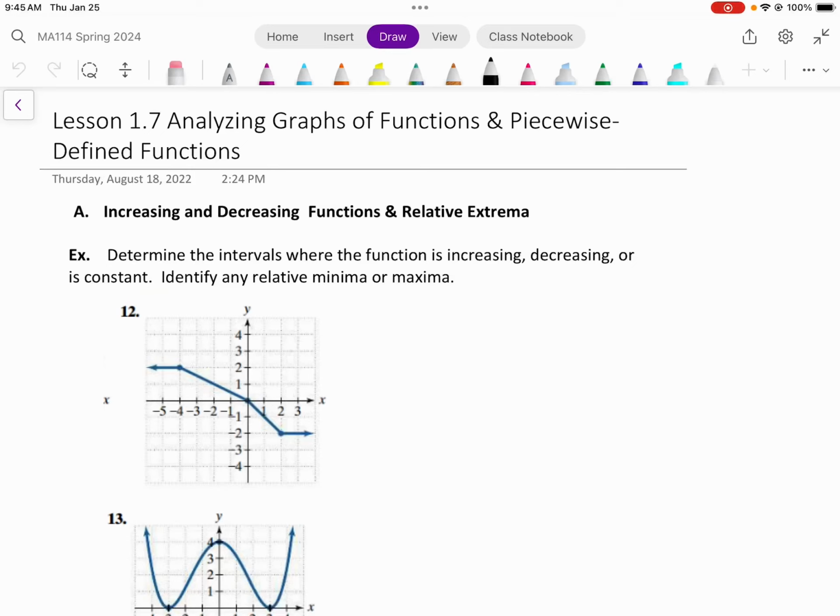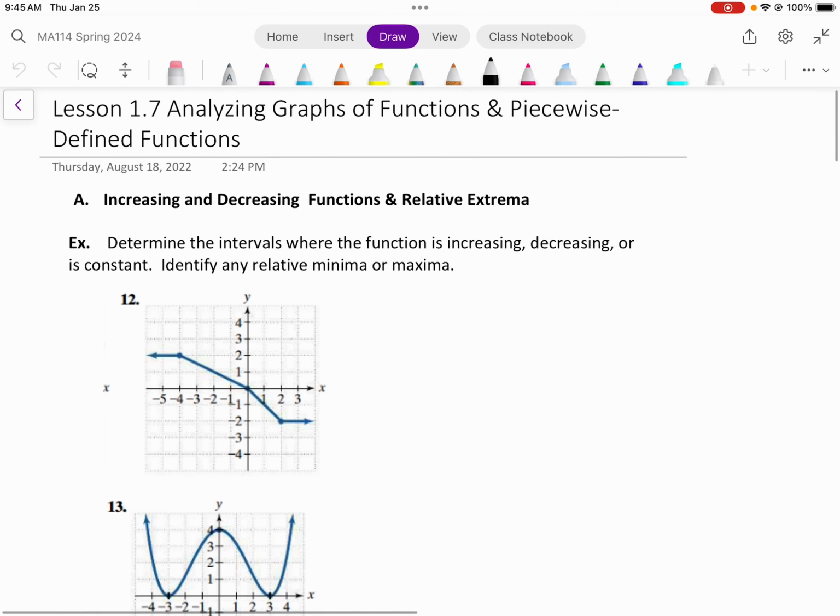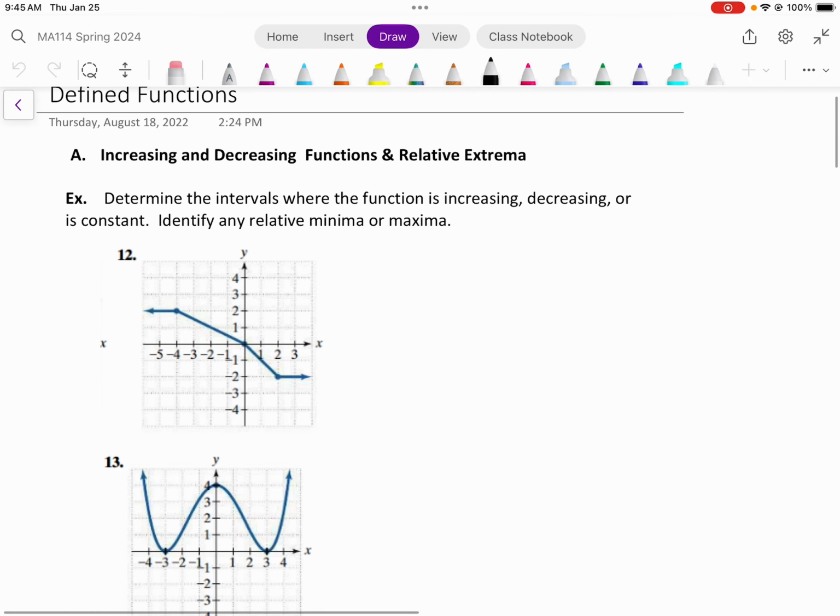So these are the notes for lesson 1.7. What we're going to do is start off by looking at intervals where functions are increasing, decreasing, and are constant. And then we'll recognize relative extrema as well. All right, to start off with, I would like for you to go through on your graphs and label the parts and pieces that you see.